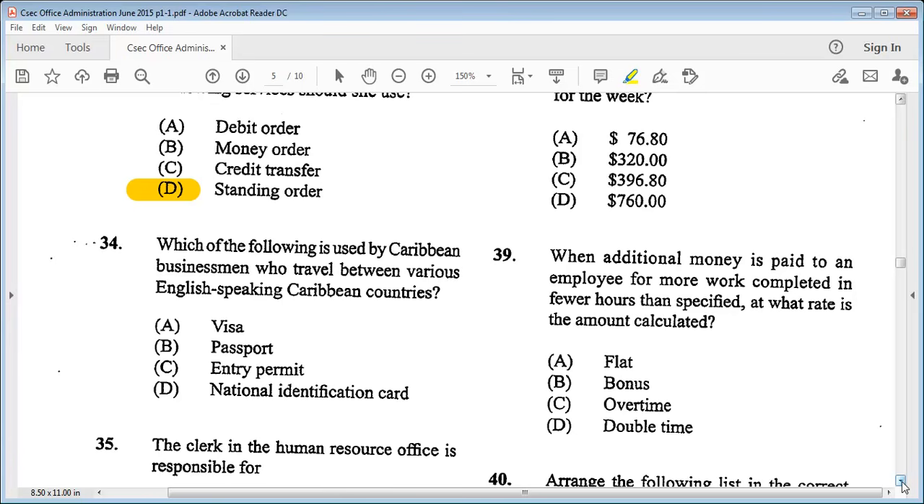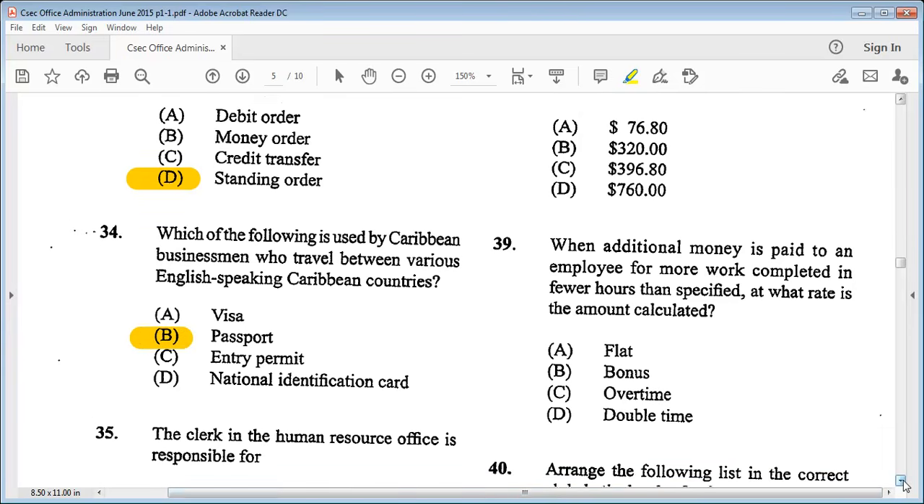Now, using the method of elimination, we know it's not a visa, it's not an international country. It's not D, national identification card. We know what the purpose of that is: within a country, it is used to identify you as a citizen of that country. And it's not C, so we know it is B. It's a passport. Once it's a Caribbean country, it's a passport.